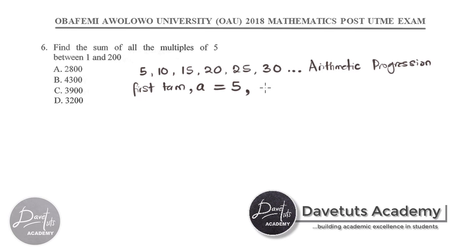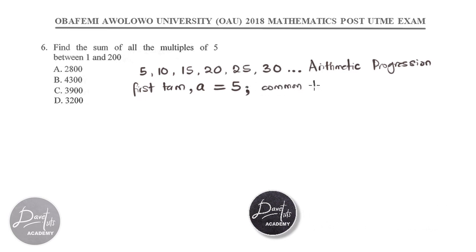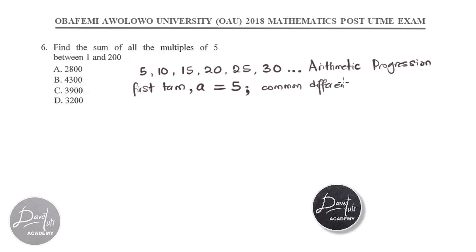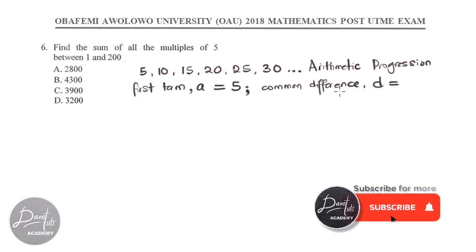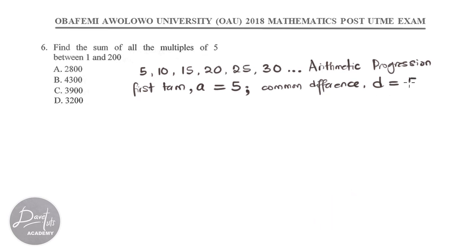Then the common difference, the difference in subsequent entries that is common to all the values, we are going to see is represented as D. 10 minus 5 is 5, 15 minus 10 is 5, 20 minus 15 is 5. So the common difference is also 5. So we have our first term as 5. We have our common difference as 5.